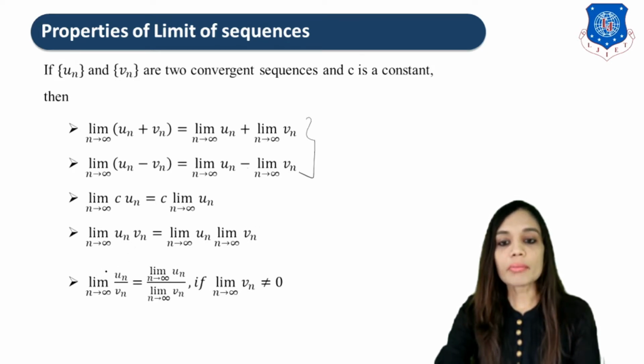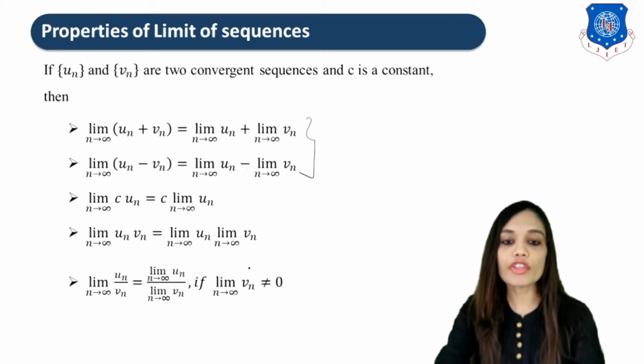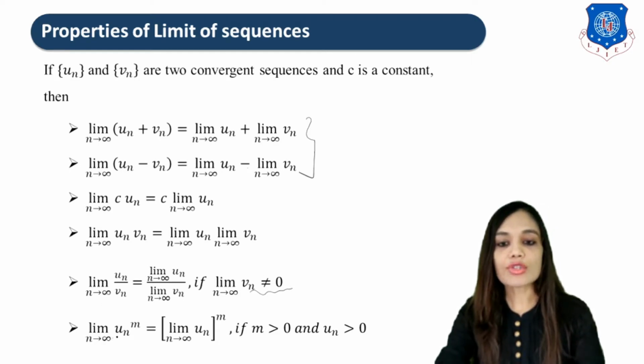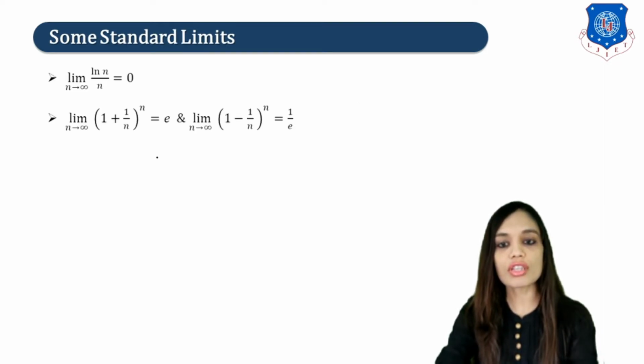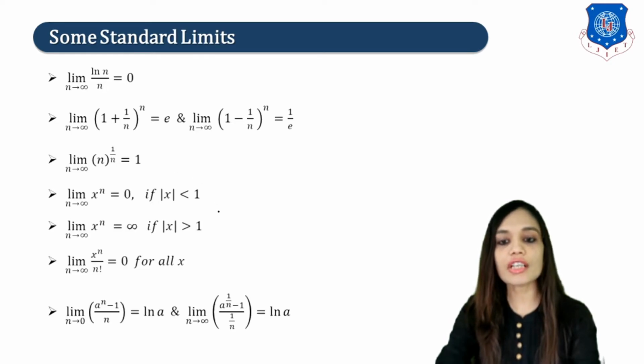Next, limit n tends to infinity Un upon Vn will be equal to limit n tends to infinity Un upon limit n tends to infinity Vn, only if the limit of Vn is not equal to 0. Next, limit n tends to infinity Un raised to m will be equal to limit n tends to infinity Un whole raised to m, only if m is greater than 0 and Un is also greater than 0. Next, these are some standard limits which we are going to use to solve our examples of sequences.